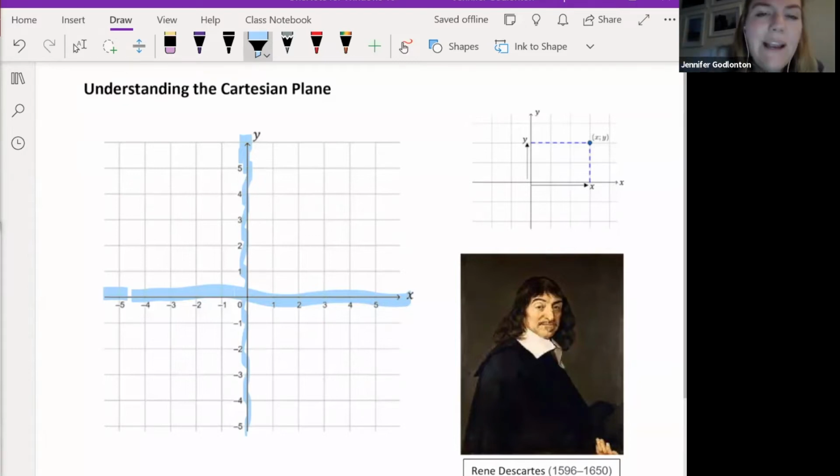And the Cartesian plane was brought into the world of mathematics by this dude over here, this very French-looking man. I don't know if any of you do French at school. Do any of you do French at school?